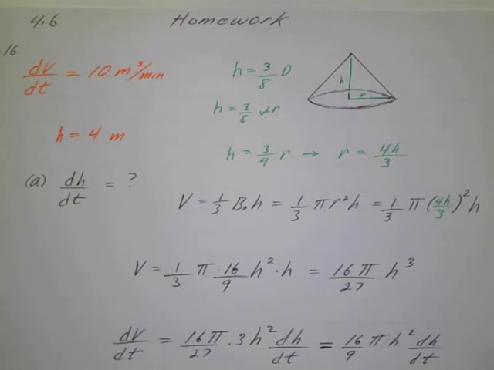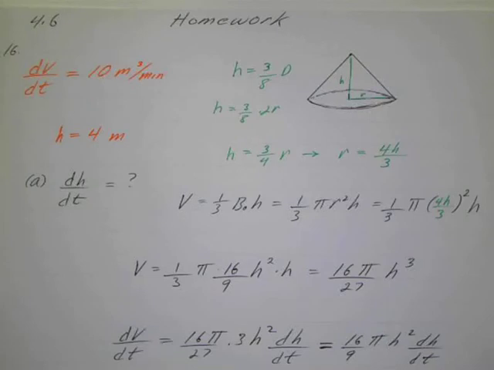Okay, this is 4.6 number 16, a growing sand pile. Sand falls from a conveyor belt at the rate of 10 cubic meters per minute on top of a conical pile. The height of the pile is always 3/8 of the base diameter, so we have that ratio that's given. Remember, you always have to have that ratio to solve the problem one way or another, and this is the situation where they give it to you.